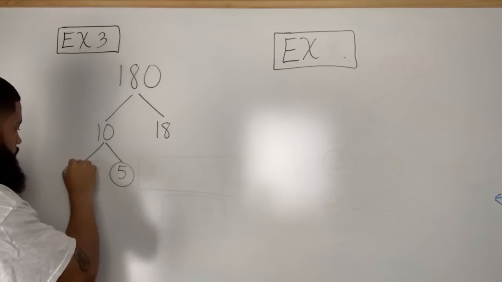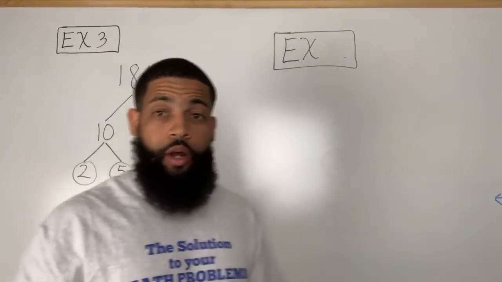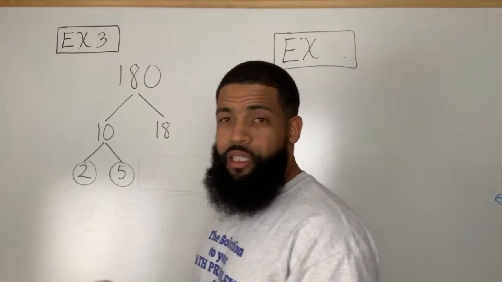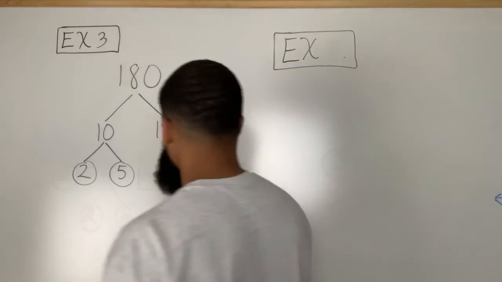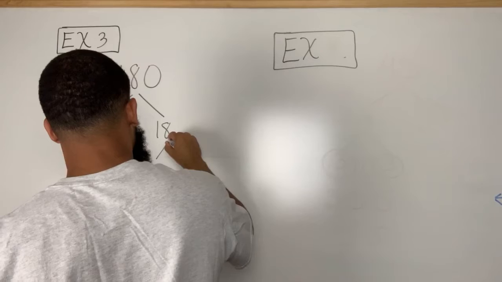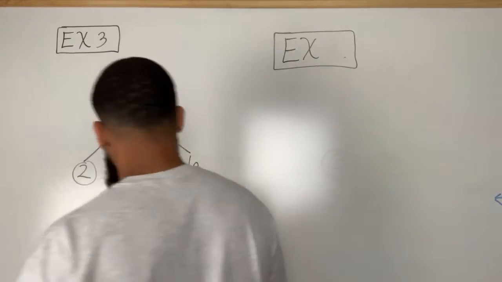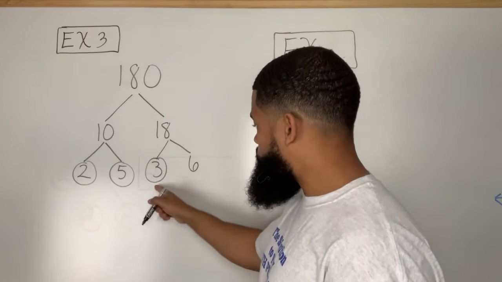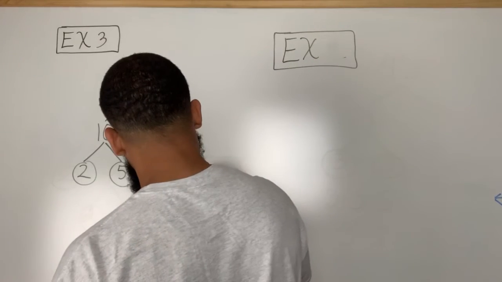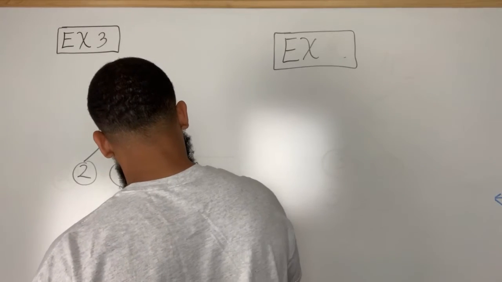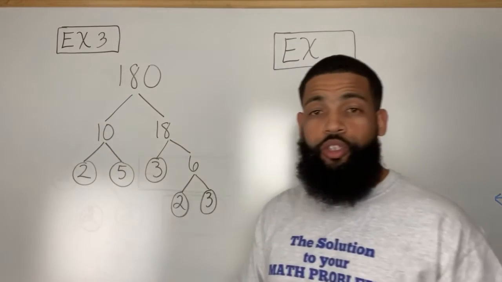And both of those are prime. Now we have to work on this other branch, 18. So 18 can be broken down a few different ways. Well, let's go with 3 times 6 because 3 is prime. All right, so we go ahead and circle it. And then 6 can be broken down to 2 times 3. And now both of those are prime, so we're going to circle those.